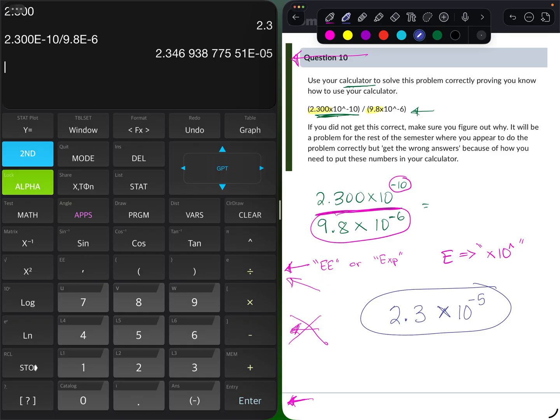Now, when you pull up your number 10 on homework, it's going to have different numbers, but you're going to plug them in exactly that way. I hope this helps.